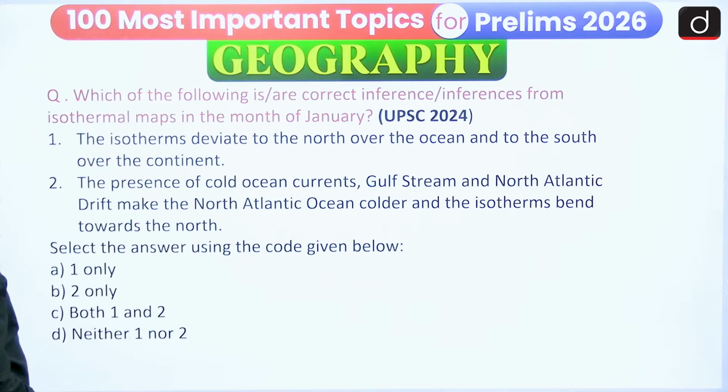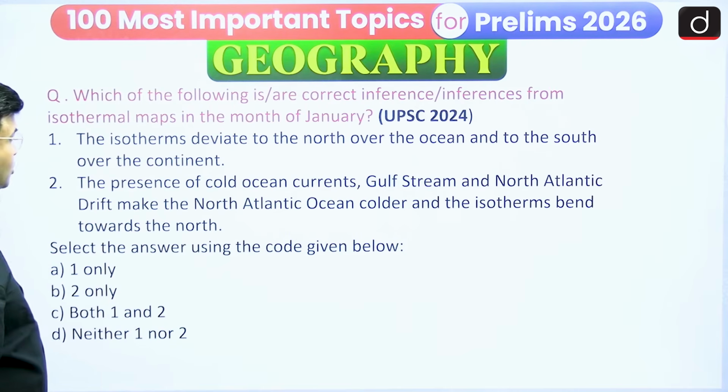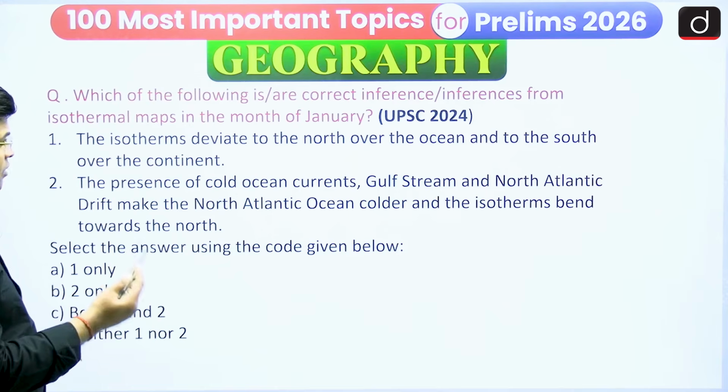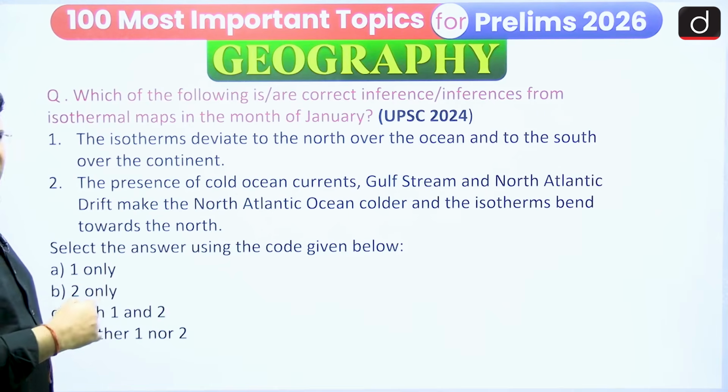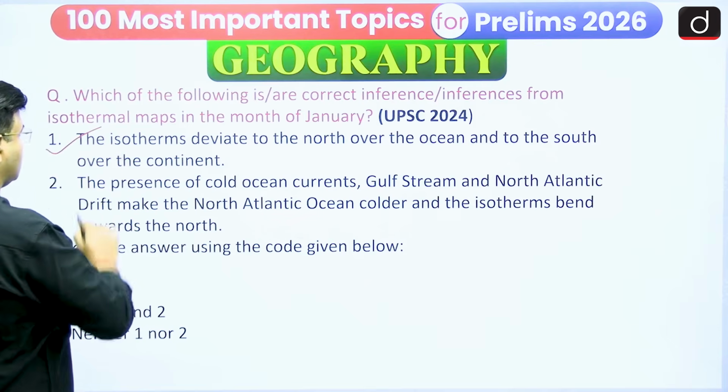And the next: which of the following is a correct inference or inferences from the isothermal maps in the month of January. Here the isotherms deviate to the north. It is the same kind as the last. The isotherms deviate to the north over the ocean and south over the continent. This statement is correct.